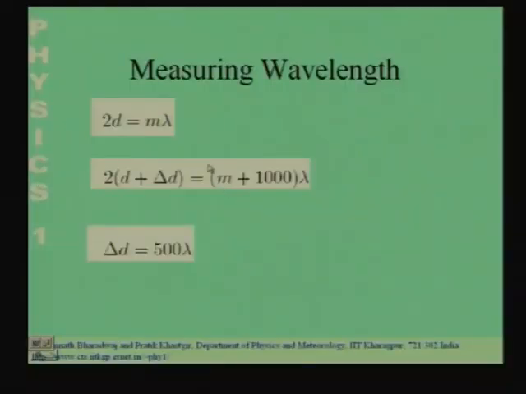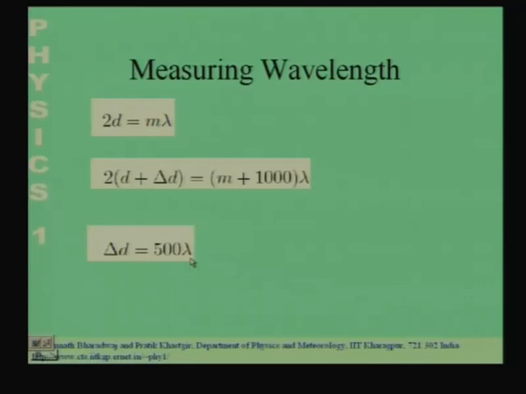After 1000 fringes have appeared, this is the condition that will be satisfied. So, you would have moved one of the mirrors by a distance delta d, and 1000 new fringes have appeared. So, you are going to have m plus 1000. You started with this, and after 1000 new fringes have appeared, you are going to have this. Now you could subtract these two, and you will get a relation that delta d is equal to 500 times lambda.